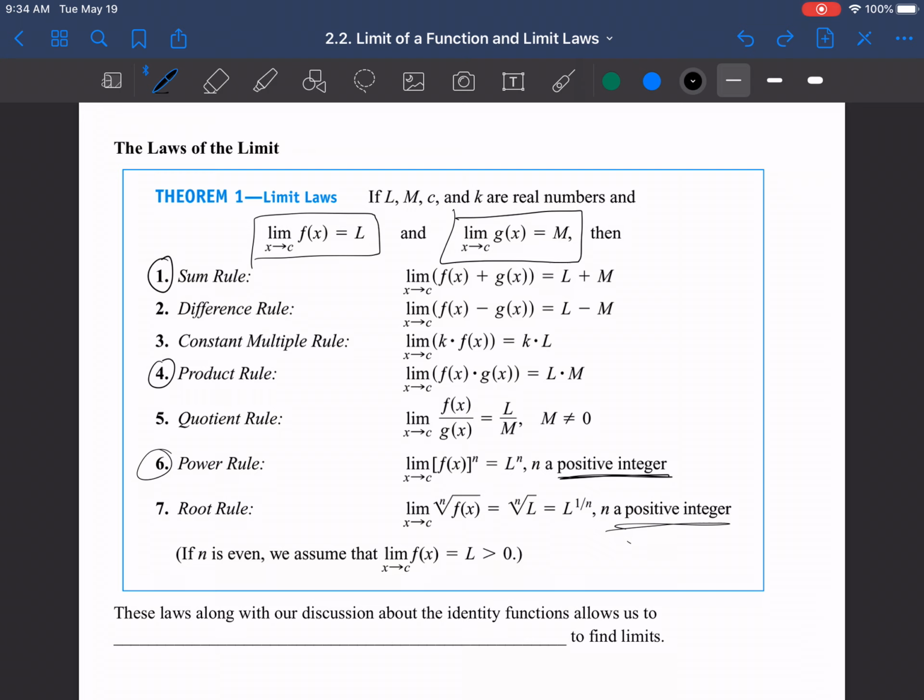If n is even, we assume that the limit of f of x as x goes to c, which is L, is greater than 0. So be careful of that when we're talking about that rule there. All right. So these laws, along with our discussion about the identity function, allow us to plug in the values we are approaching. Usually. There will be times when we can't do that, but we'll work on them later. But usually we can just plug in a value. Even if there's going to be a hole there, we can get rid of the hole by dividing it out and then plug in the value and see where it was going and what it was doing. So usually we can just do that.